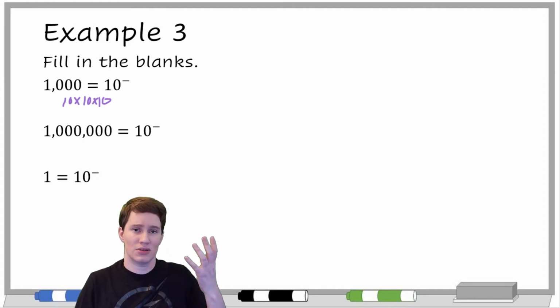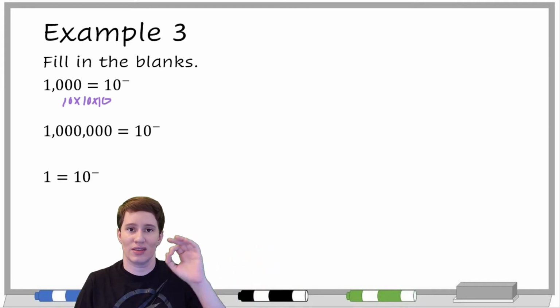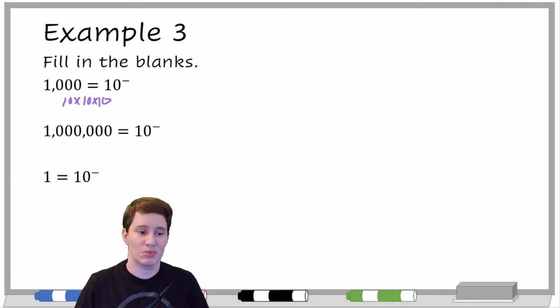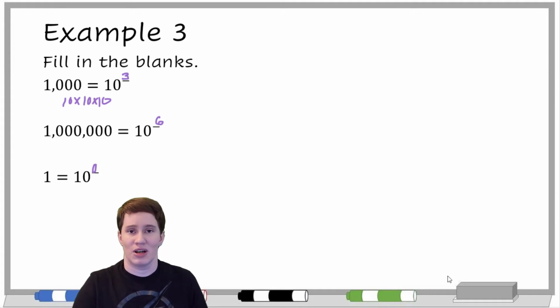But we can also just use that trick that we talked about, which is that the number of zeros is equal to what the exponent should be. So there are 3 zeros for 1000, so this should be 10 to the third power. For 1 million, we have 6 zeros, so this should be 10 to the sixth power. And for 1, there are 0 zeros, so that would be 10 to the 0 power. Very cool, pretty easy, hopefully.